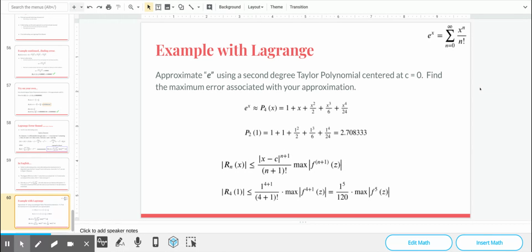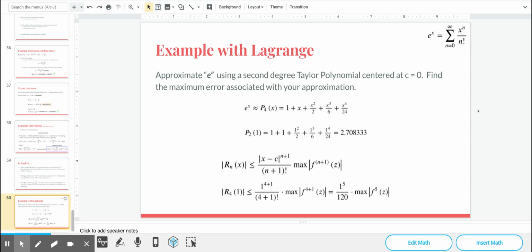That is not valid for this polynomial. So I have to use the Lagrange error bound. So here it is right here. This is what you want to remember, all right? This is what you want to know, this piece right here. This is the big part, all right?